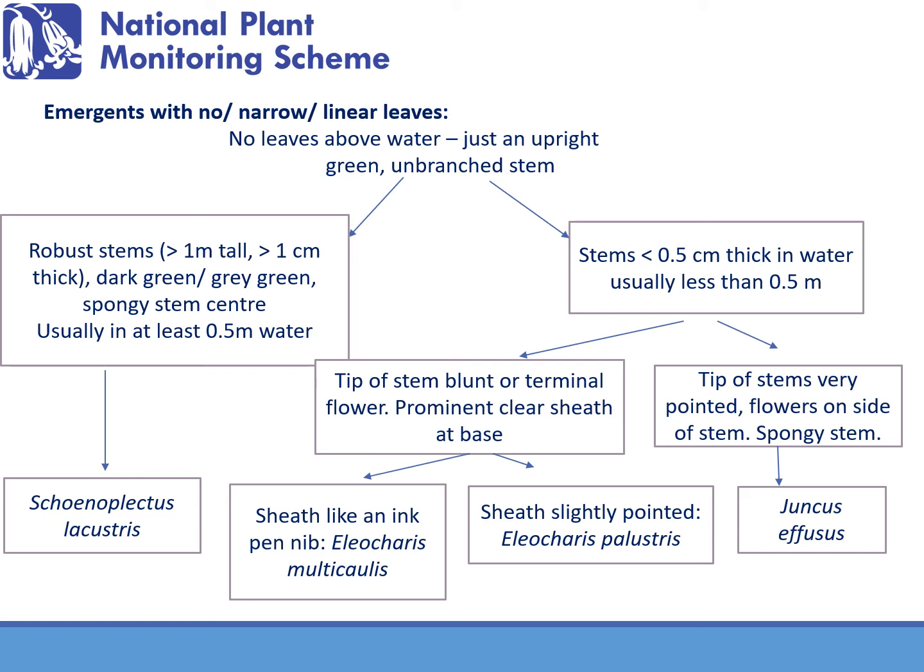So if we look at the very robust species first, we're looking probably at a single species, Schoenoplectus lacustris. Those which have got narrower stems, less than 1/2 centimetre thick and in the shallower water, we need to look at whether the tip of the stem is blunt or forms a terminal flower, and whether there's a sheath at the base of the stem, or whether the tip of the stem is very pointy and whether there are flowers on the side of the stem, and that will help us distinguish the different species.